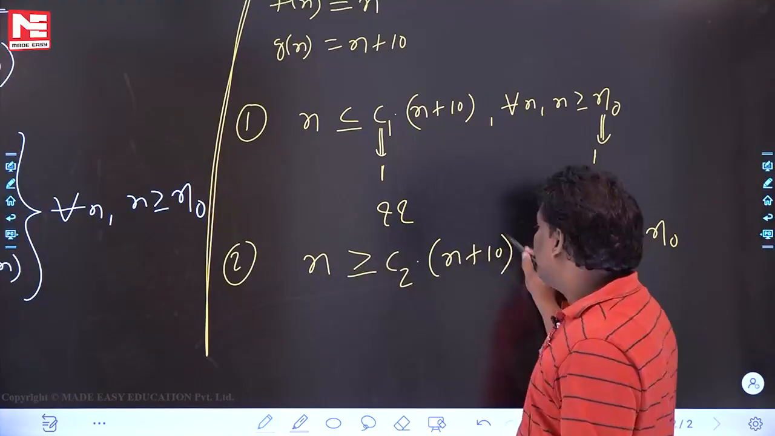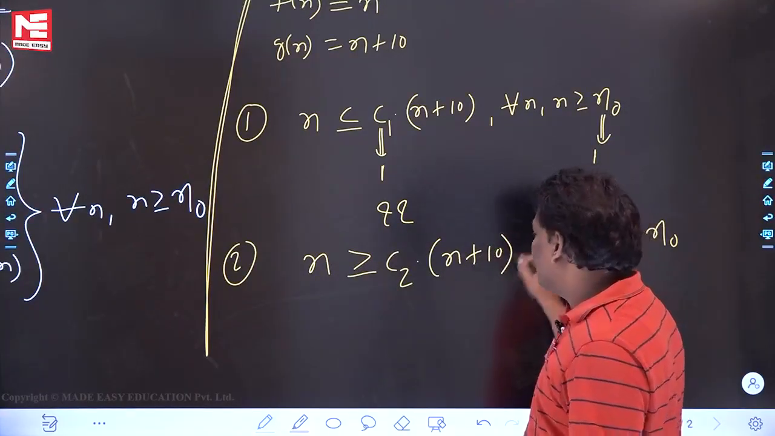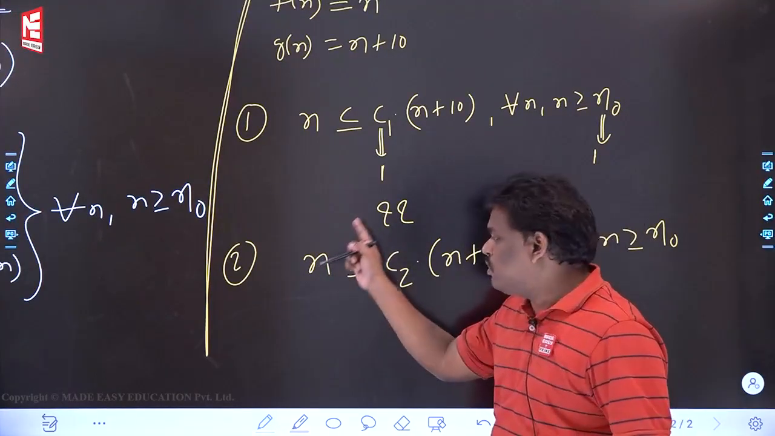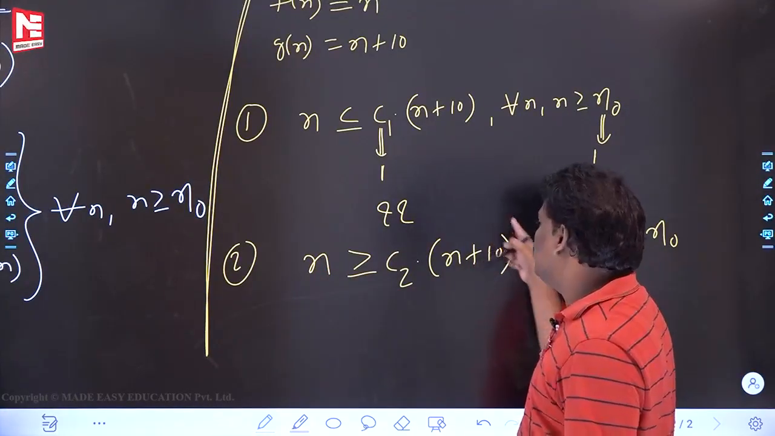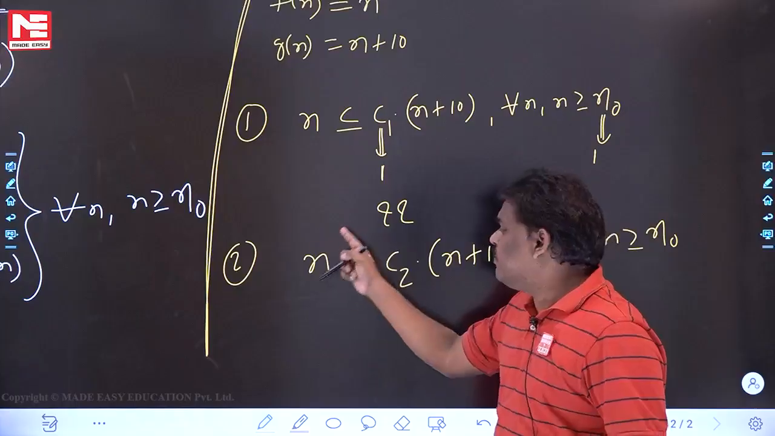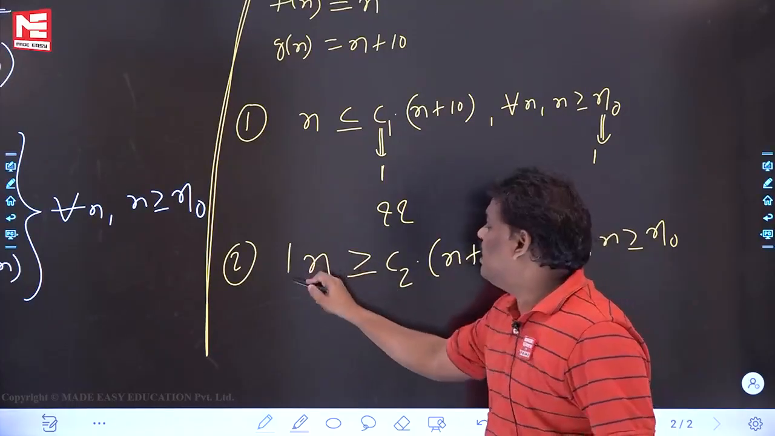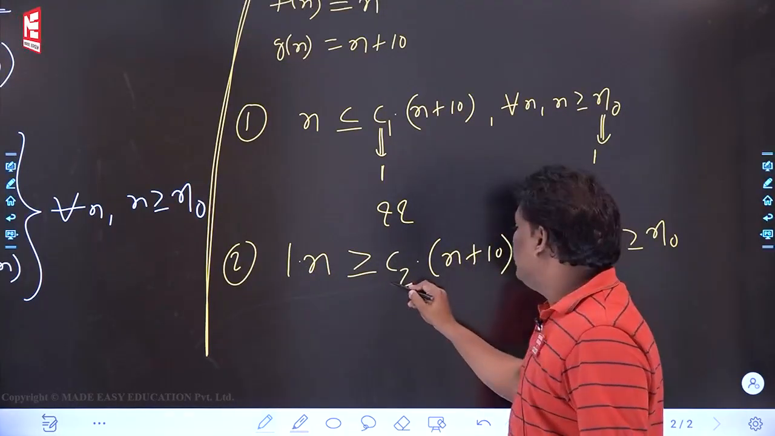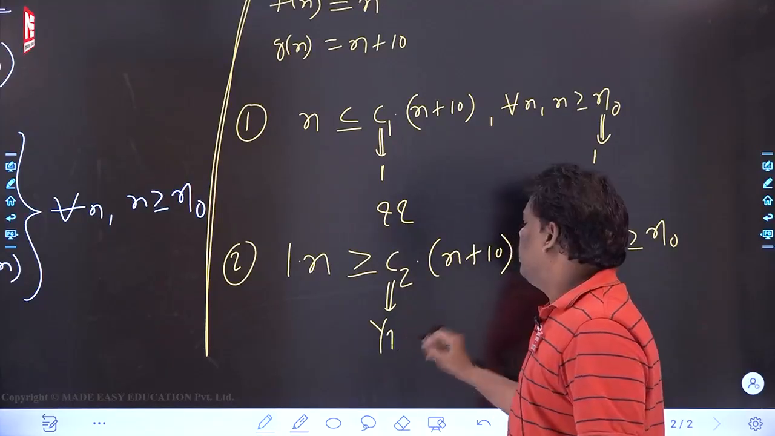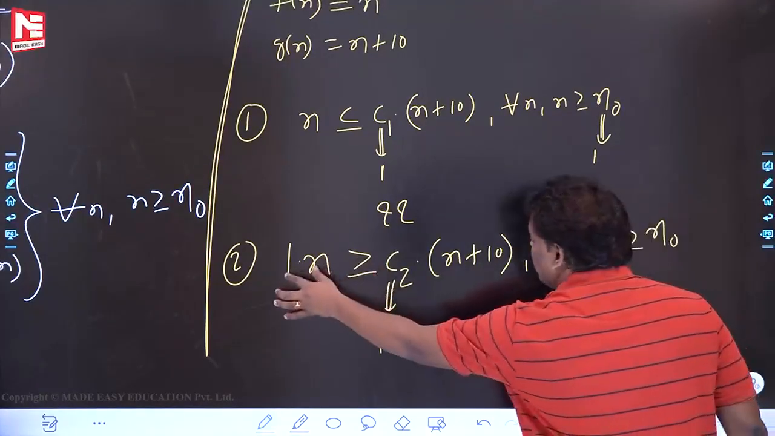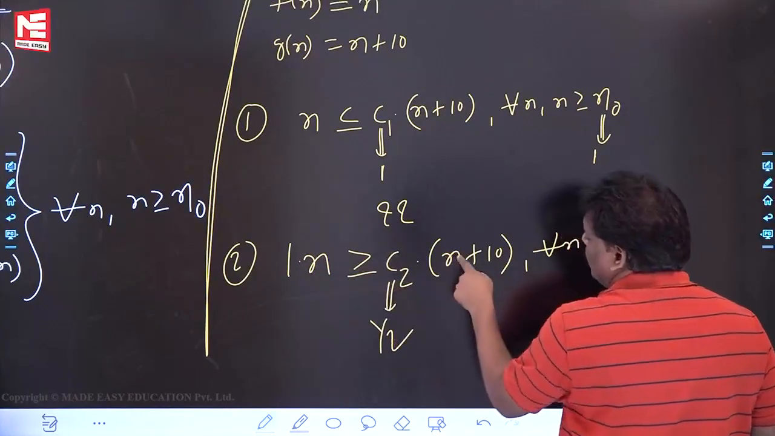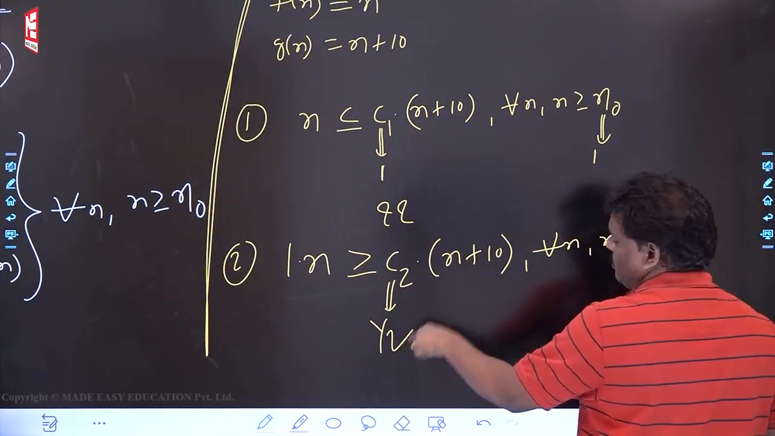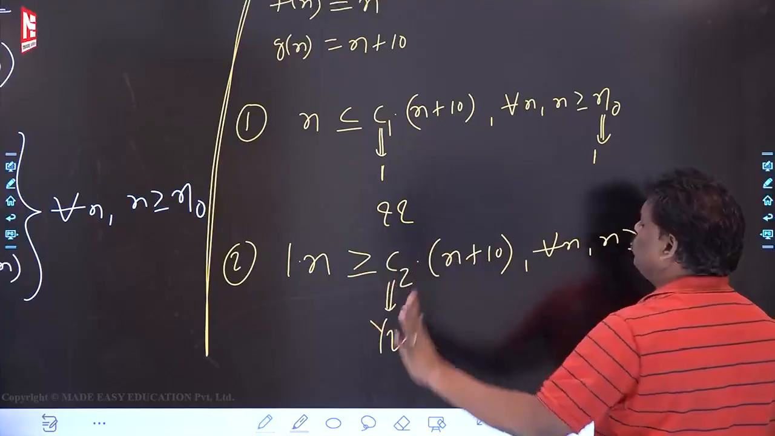Left is n, but right is n plus 10. Actually right is bigger. I want to prove left is bigger. Left is n, but right is going to be n plus 10. It is already bigger, but I want to make left bigger. What is the answer? It is going to be c2 n, with c2 replaced by 1 by 2. It is going to be half n. If n value is 1 lakh, this side is 1 lakh, but here 1 lakh by 2, 50,000. So c2 value 1 by 2 you can take.